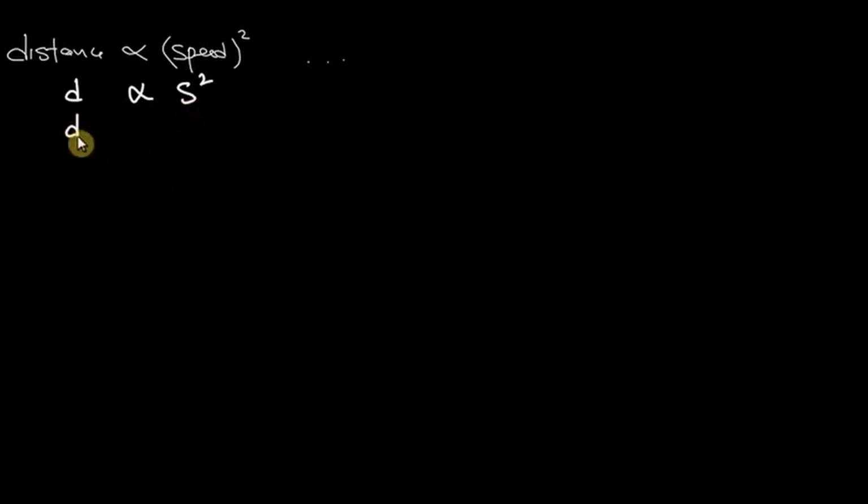So we can write d, replace the proportionality sign with an equal sign and a constant. So d then is equal to k times s squared, where k is a constant. This gives d over s squared is equal to a constant.